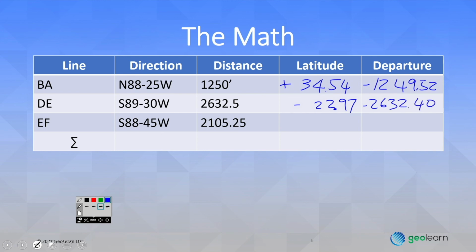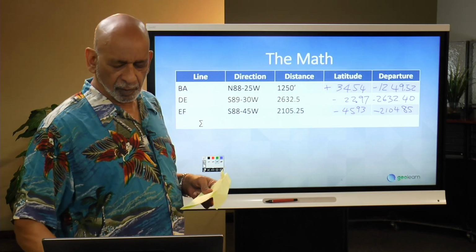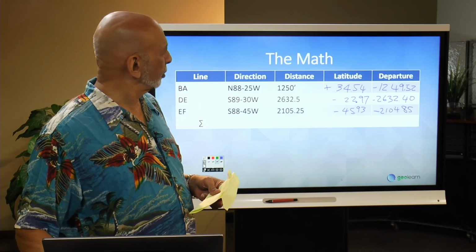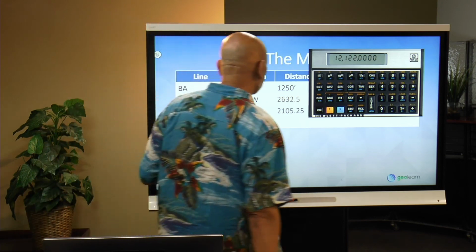And then for the last line, we have a negative 45.93 and a negative 21.04.85. So when it comes to these computations, I just wanted to point out something to you. Let me bring up this calculator.